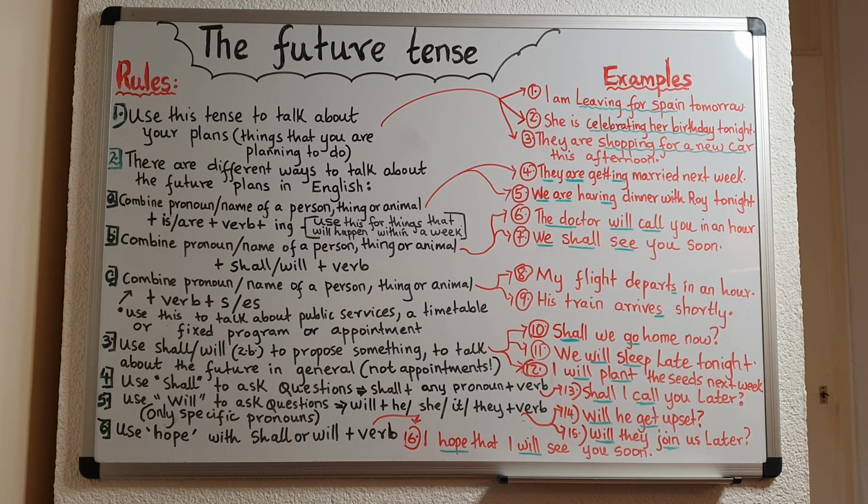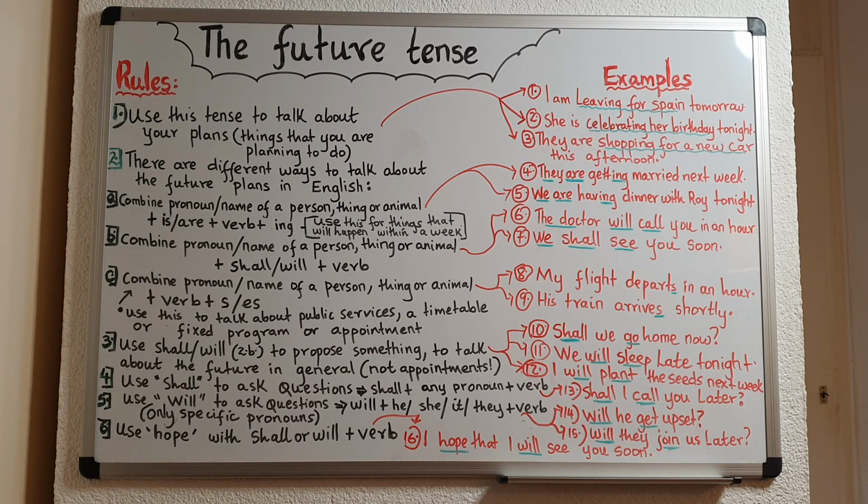And if you look at example 10, it is applying that rule as well. Shall we go home now? So you have shall plus we, which is the pronoun, and then you have the verb go in its original form.